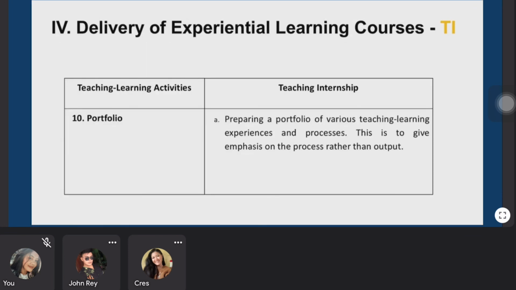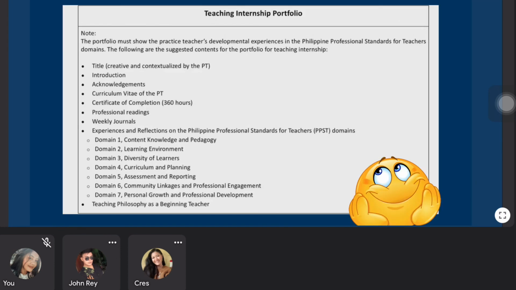Second one is portfolio, preparing a portfolio of various teaching learning experiences and processes that gives emphasis on the process rather than output. Since it is online, we need to make the e-portfolio. So the portfolio must show the practice teachers' development experiences and the Philippine Professional Standards for Teachers domains.